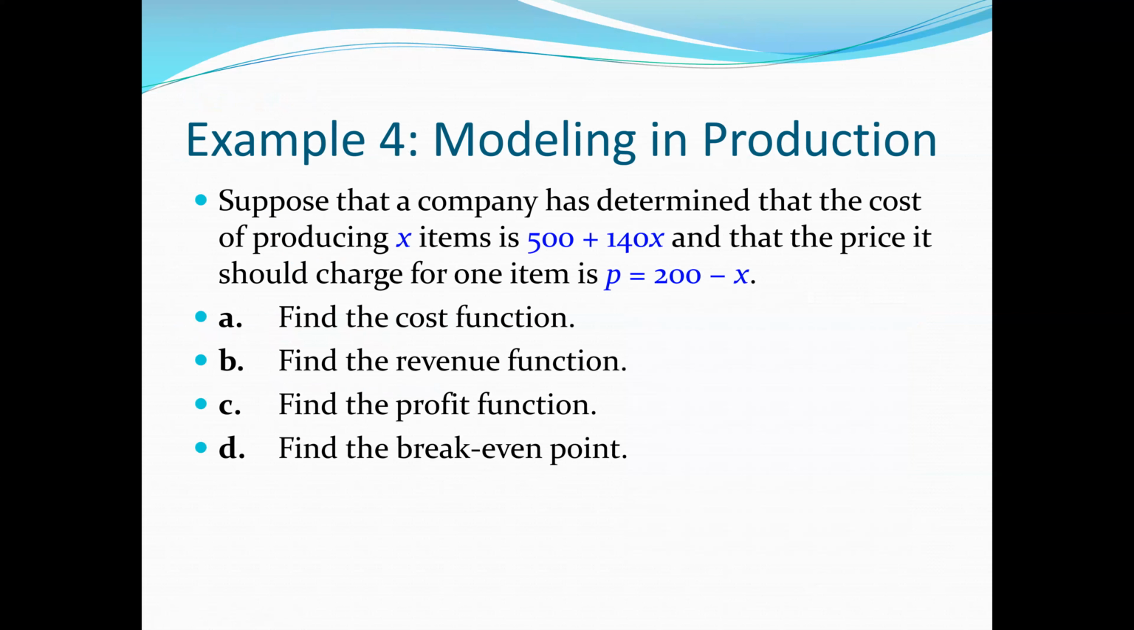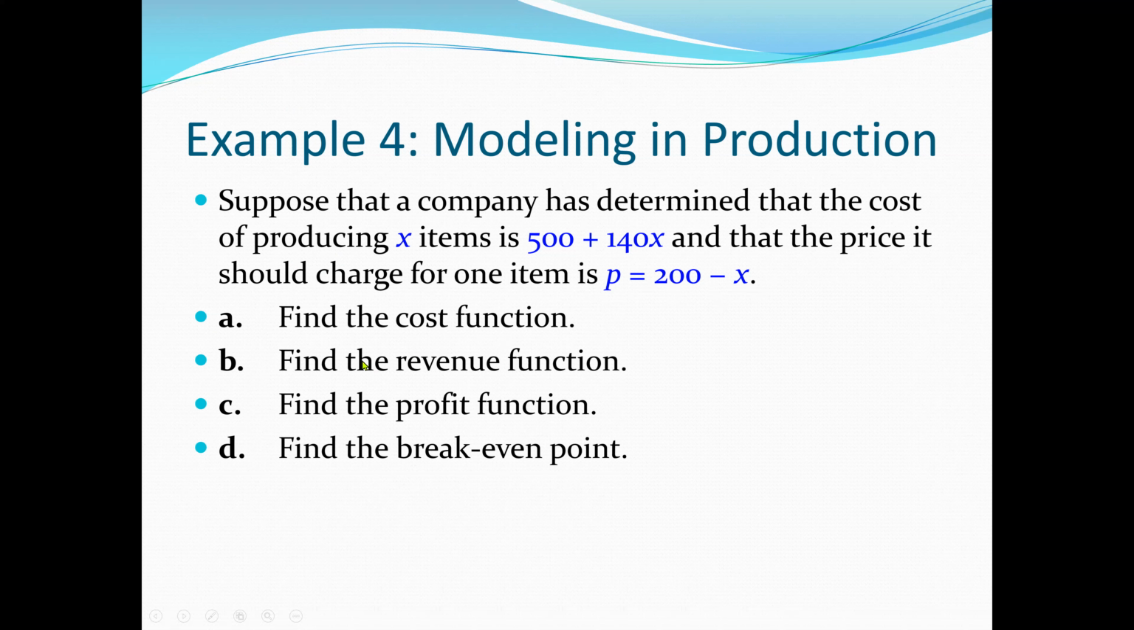So let's move to another business application problem, which is modeling in production. Here we say, suppose that a company has determined that the cost of producing x items is given as 500 plus 140x. So 500 will be our fixed cost, 140 will be our variable cost. So that's the cost function. And the price it should charge for one item is P equal to 200 minus x.